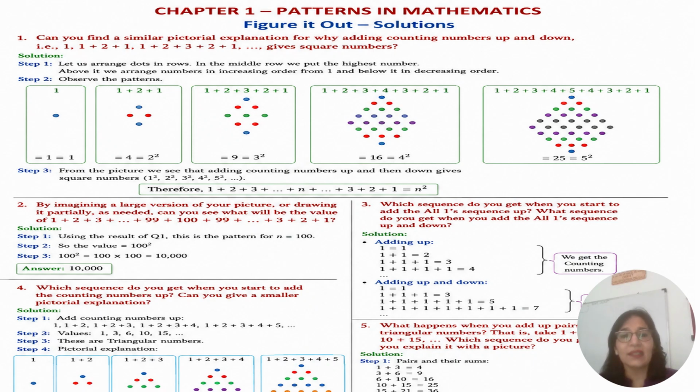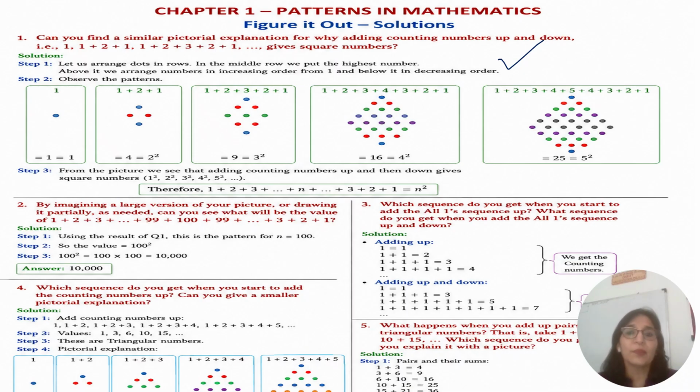Now here, if you see, there are some of the questions with the solutions, okay? Can you find a similar pictorial explanation for why adding counting numbers up and down, that is, for example, 1 plus 2 plus 1, 1 plus 2 plus 3 plus 2 plus 1, gives square numbers? So first thing what you have to do is that you need to arrange the dots in rows.